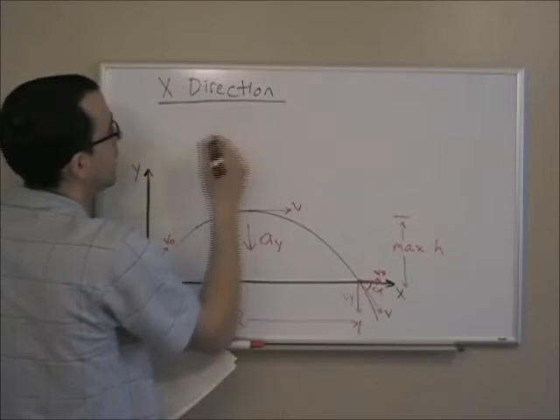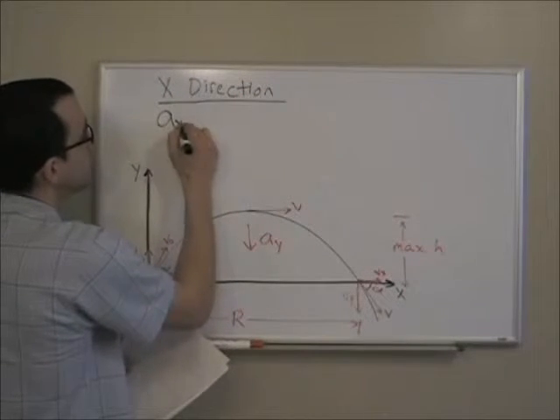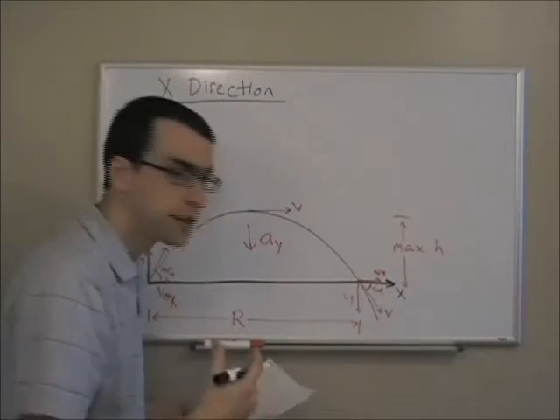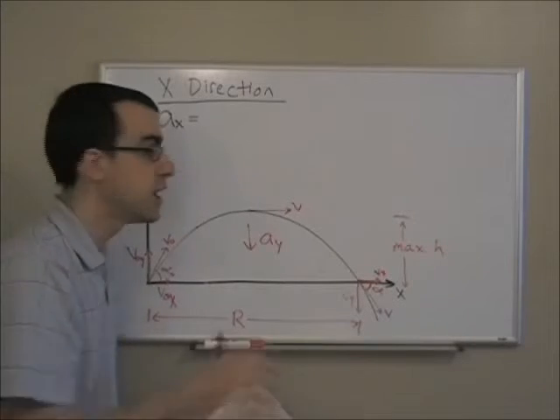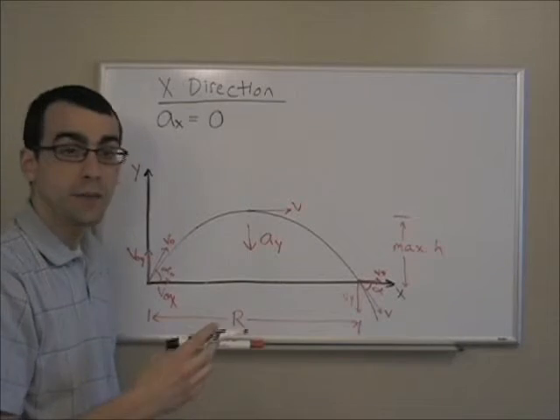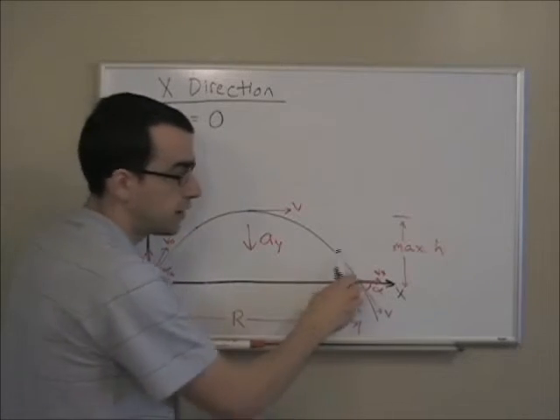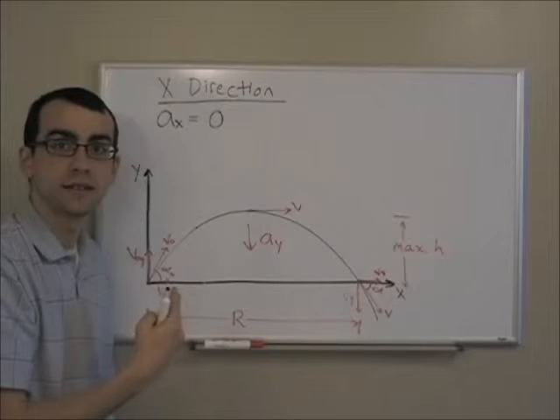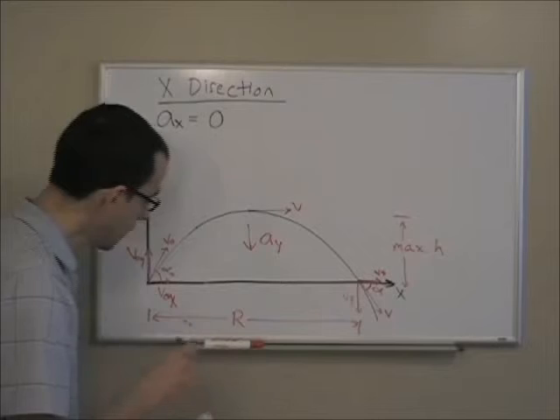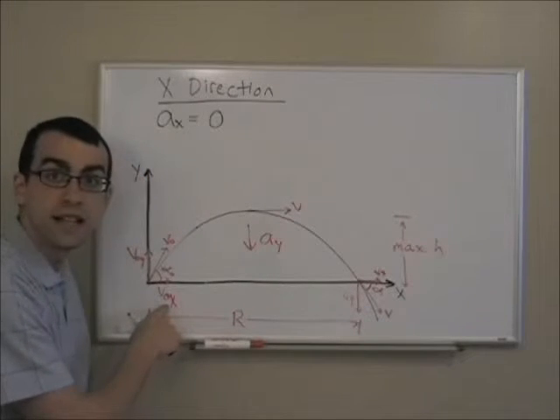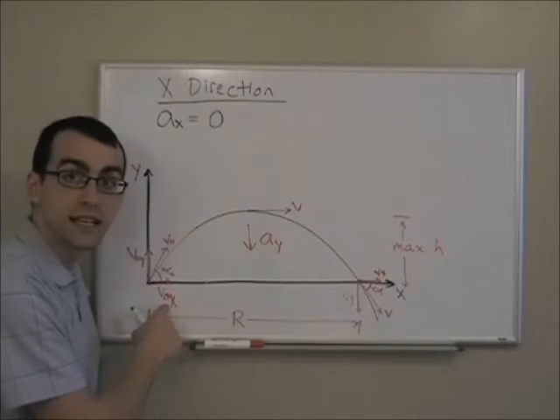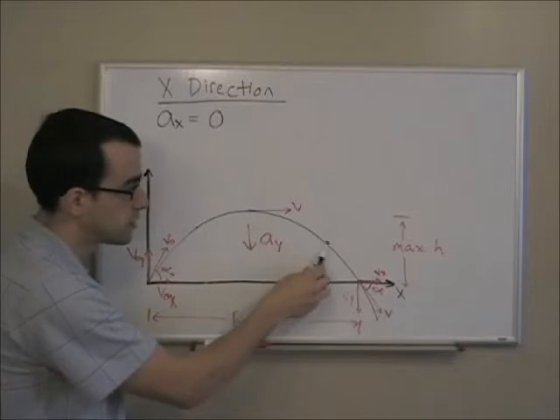And we'll start off by looking at the acceleration in the x direction, which is just a sub x. And it turns out that in these projectile motion problems, a sub x is just equal to 0. So the object, as it moves from left to right, is not going to be accelerating. The velocity in the x direction will be constant, and it won't be changing. So what that means is that the initial velocity in the x direction, which is v naught x, is going to be equal to the velocity in the x direction at any point along this path.